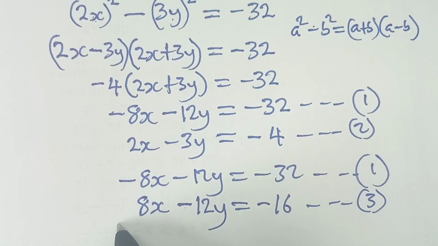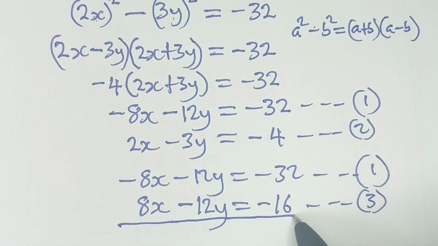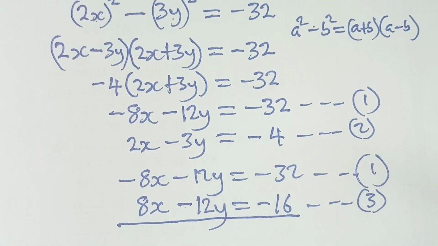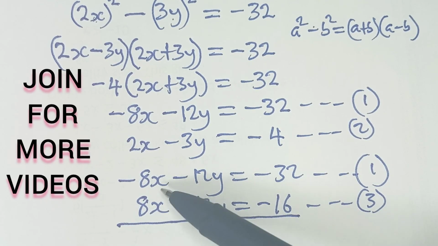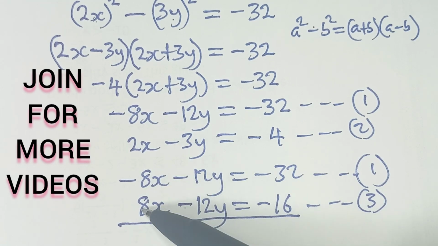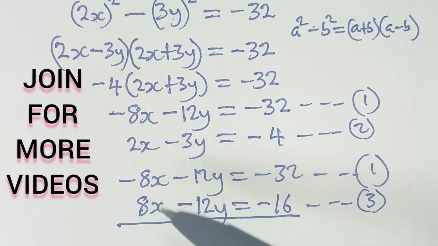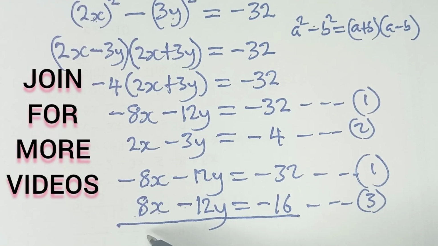Now, the next thing for me to do is to rule a line. And then what I want to do here is to see how I can eliminate one of the variables. So for me to eliminate x, I can simply add these two. So negative 8x added to positive 8x will give me 0. In that case, I have eliminated x. So in that case, I'm adding the two equations, equation 1 and equation 3. So this plus this has already given me 0.